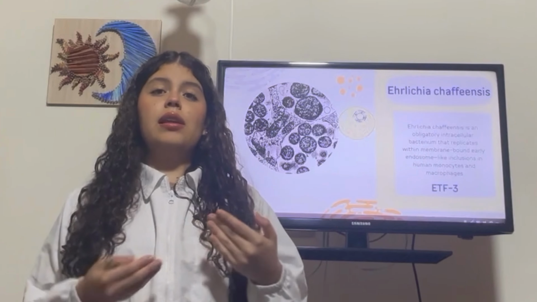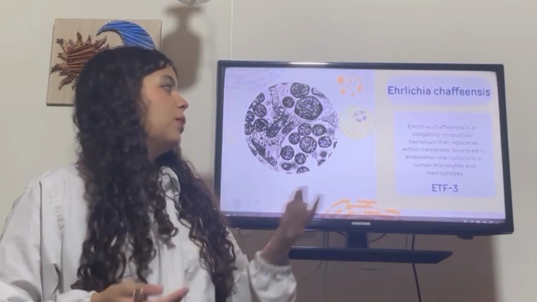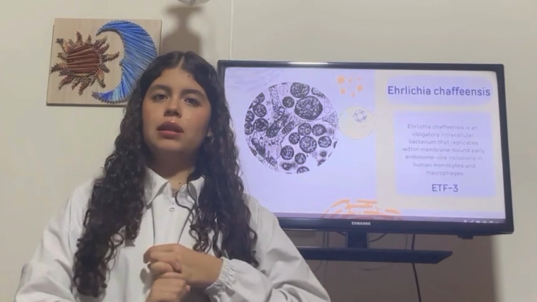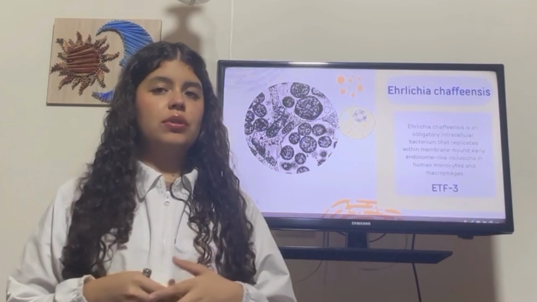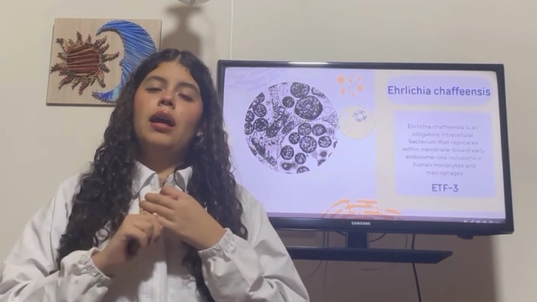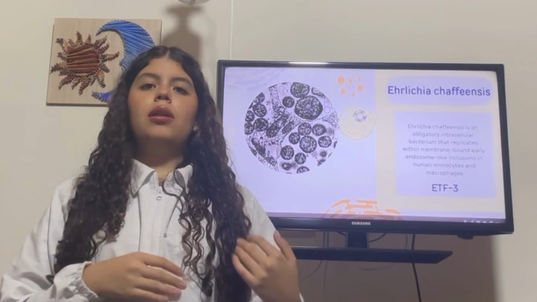Ehrlichia chaffeensis is an obligatory intracellular bacterium that replicates within membrane-bound early endosome-like inclusions in human monocytes and macrophages. Ehrlichia acquires all nutrients from the host, including amino acids, lipids, intermediate metabolites, and iron, for its survival and replication.